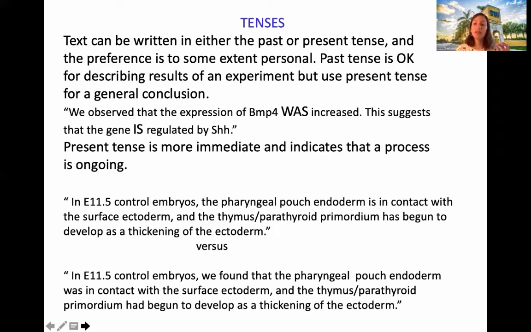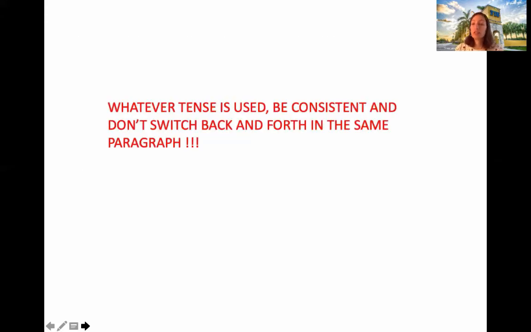Like if you find that something causes something, it's not that it caused it in the past, it's an effect that is still ongoing. And so using the present tense is preferable in those cases. Just make sure that you're consistent and that you're not switching back and forth in the tenses, especially within the same paragraph. But I do encourage you to use the present tense and keep the same tense throughout your document.